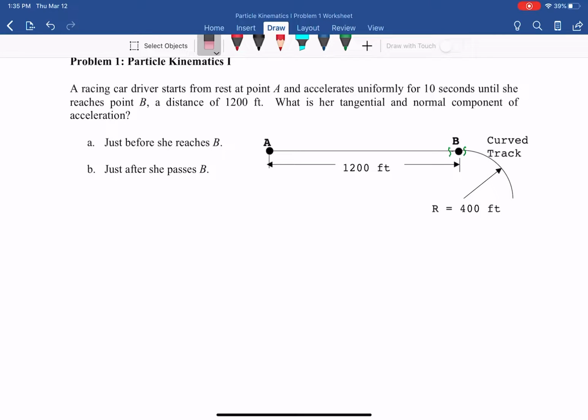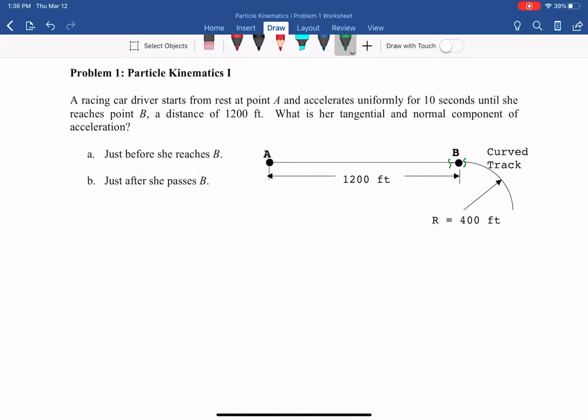So let's solve the first problem of practical kinematics. You see a racing car starting from rest. That is the initial condition that we need to take into account. It accelerates uniformly, which means constant acceleration. The time given is 10 seconds to reach point B, which is a distance of 1200 feet.